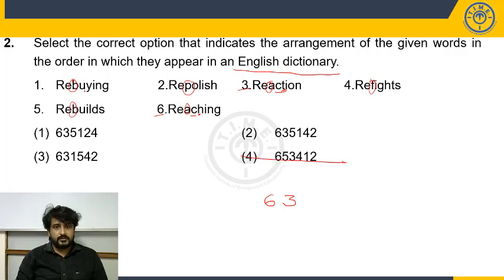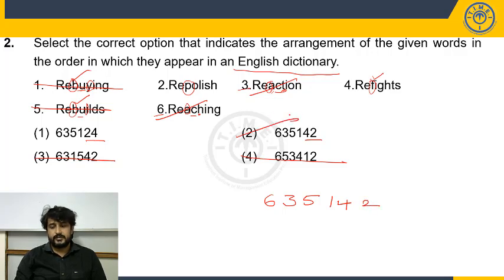Next, among the remaining, 3 and 6 are ruled out. Here we have B and here we have B. So again the fourth letter is the same, U and U, and the fifth letter is Y, the fifth letter is I. Among Y and I, I will come first. So 6, 3, 5, 1. So 5 and 1 are ruled out. How many options are with 6, 3, 5, 1? The third option is eliminated. Now, among these 2, we need to check the order of 4 and 2. Repolish, refights. Definitely F will come first. So 4, and the remaining will be 2. So choice 2. 6, 3, 5, 1, 4, 2 is the order in which they appear in the dictionary.